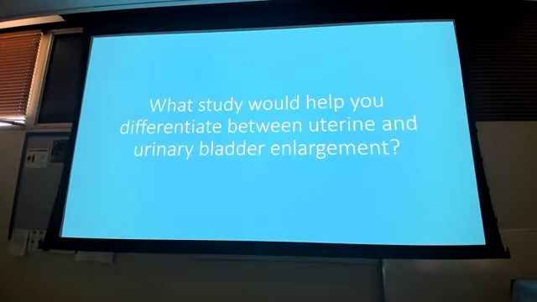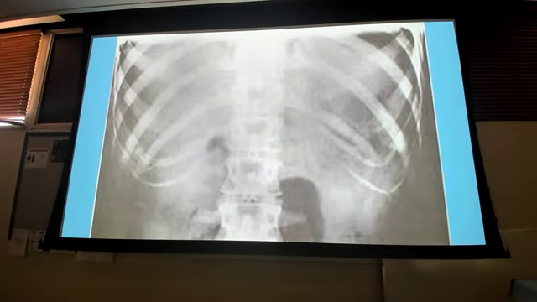What study is going to help you differentiate between uterine and urinary enlargement? Ultrasound, because I got the uterus in there, right? So that will help me figure it out if you're not sure. What are these guys? Calcified rib cartilage, not calcified ribs, right? Ribs are calcified. They're bones by nature. They should be calcified. The cartilage. Good.